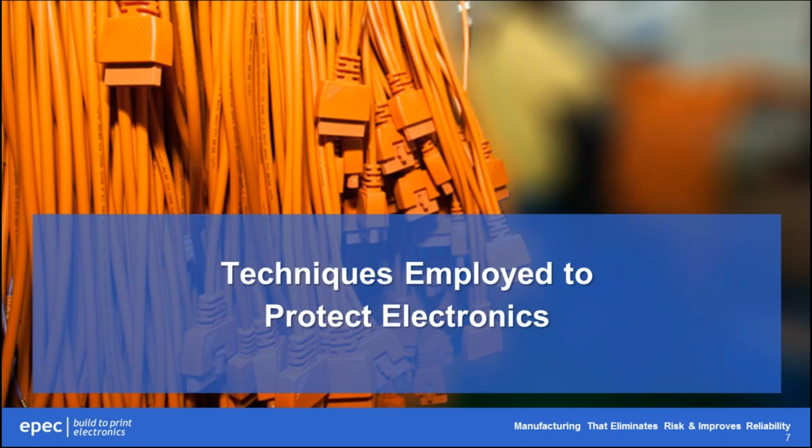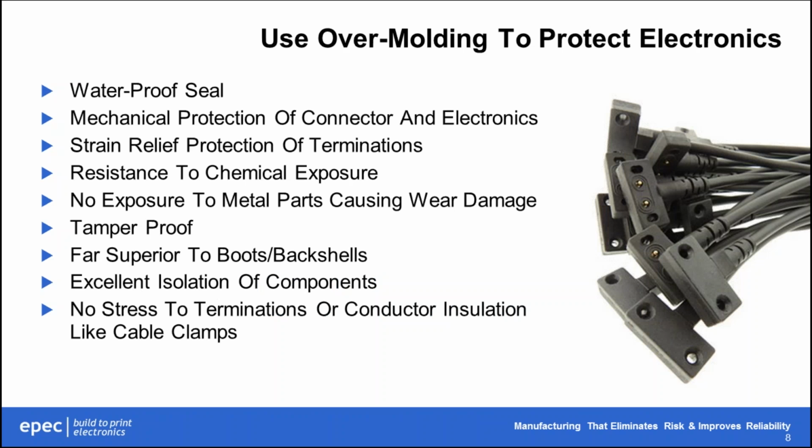What techniques could we employ to protect those electronics that we're going to be putting in an assembly? And what do we do to help the assembly itself? Probably the easiest method to protect the assembly, the termination points, and the electronics is using an overmold. Really an ideal method of protection. The overmold will provide a fluid, dust, and tamper-proof seal to the electronics, the termination points, and the junction of the cable shields and the connector body.